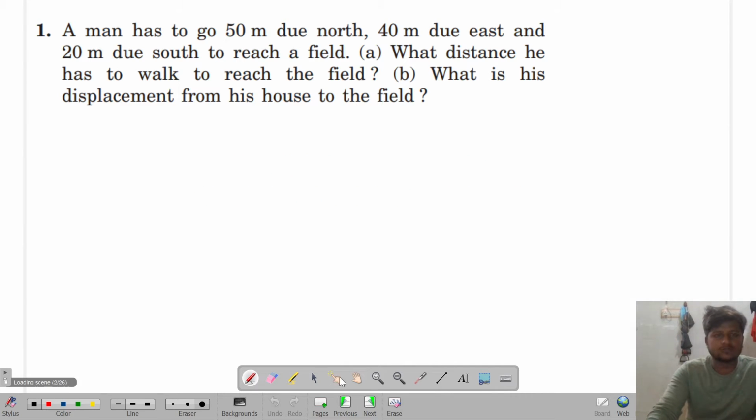Okay. So question number 1. Try this. I'll dictate it once. A man has to go 50-meter due north, 40-meter due east, 20-meter due south to reach a field. What is the distance he has to walk to reach the field? What is the displacement from his house to the field?